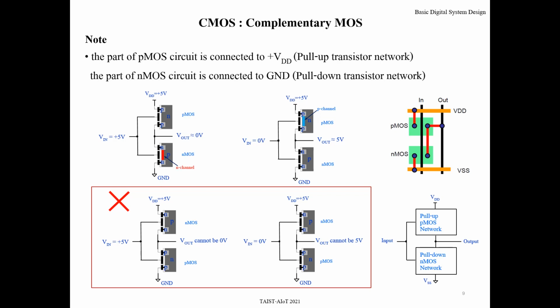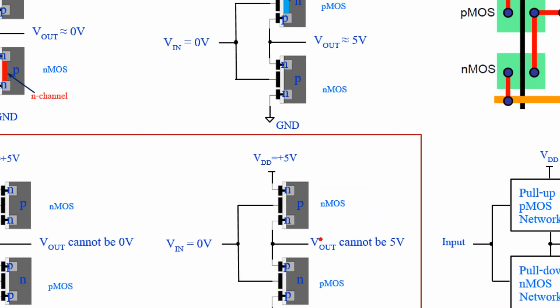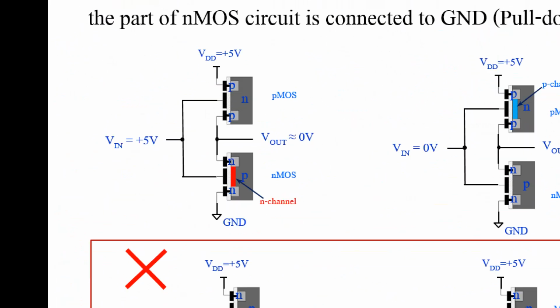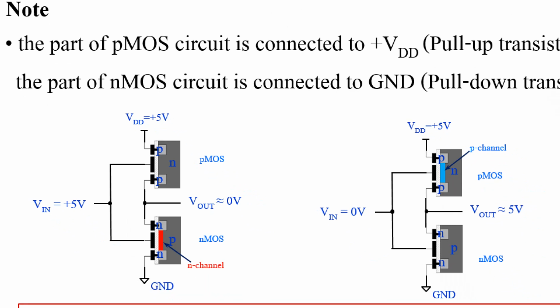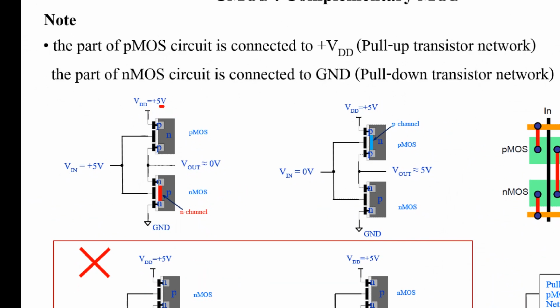Note for connecting PMOS and NMOS: the PMOS must connect to the upper part that connects to 5 volt, and the NMOS must be connected to the lower part that connects to ground. You cannot swap this one and this one.